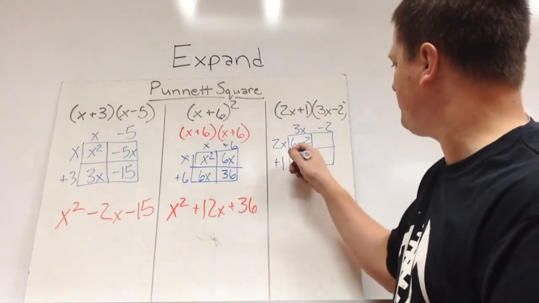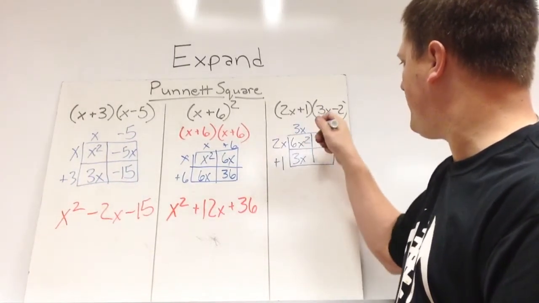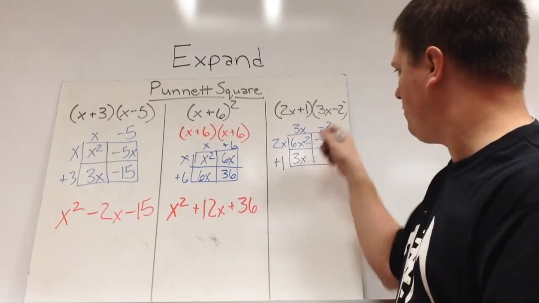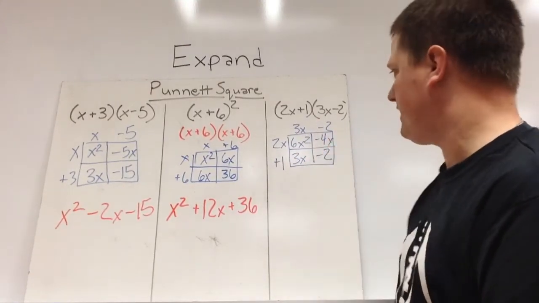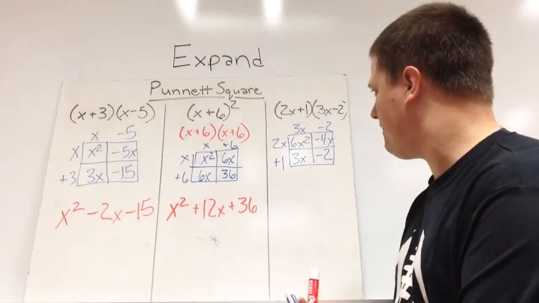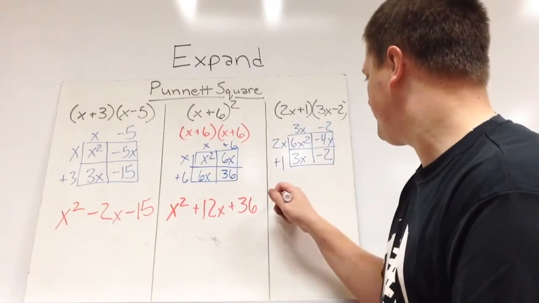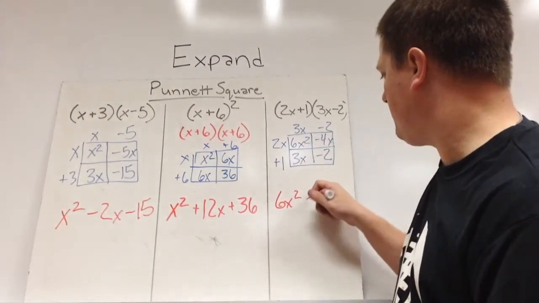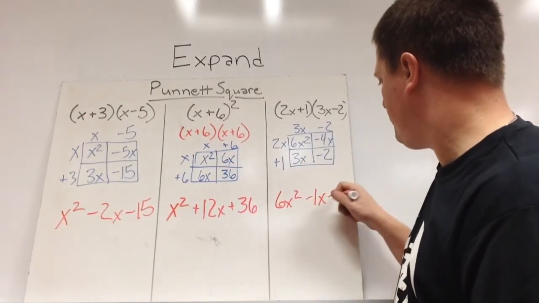1 times 3x is 3x. 2x times negative 2 is negative 4x. And 1 times negative 2 is negative 2. Now we write it out. 6x squared. These two make negative 1x and negative 2.